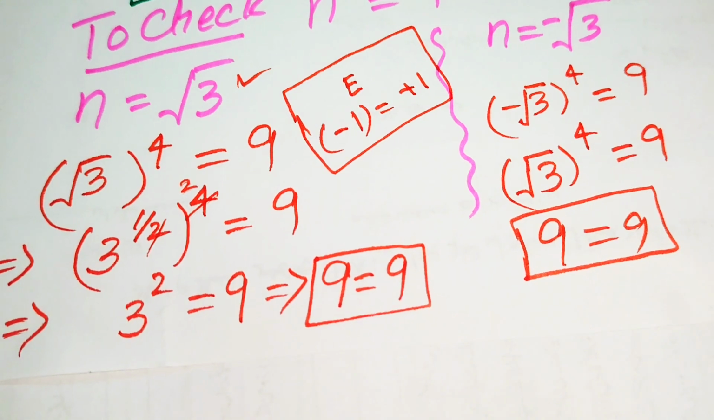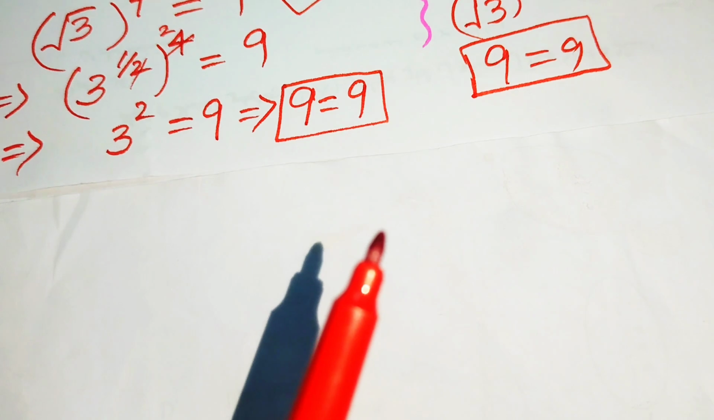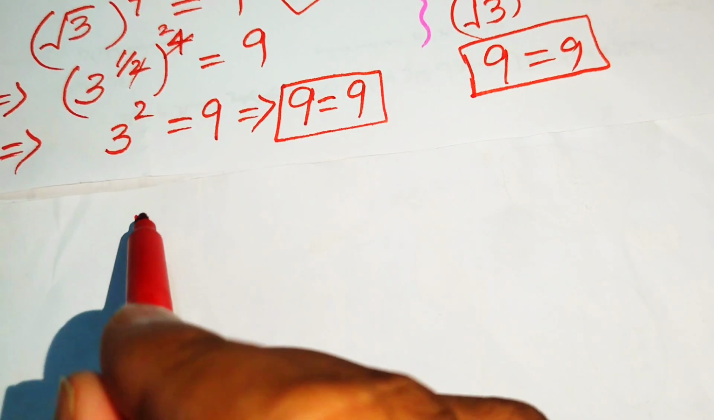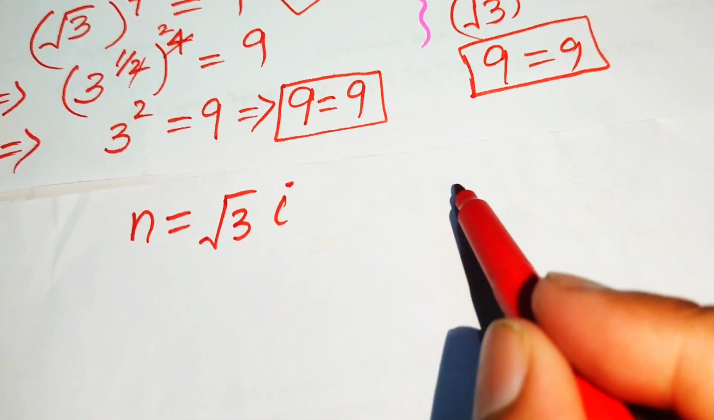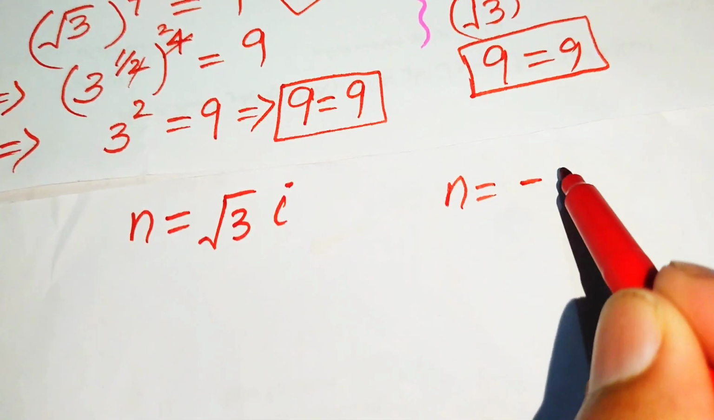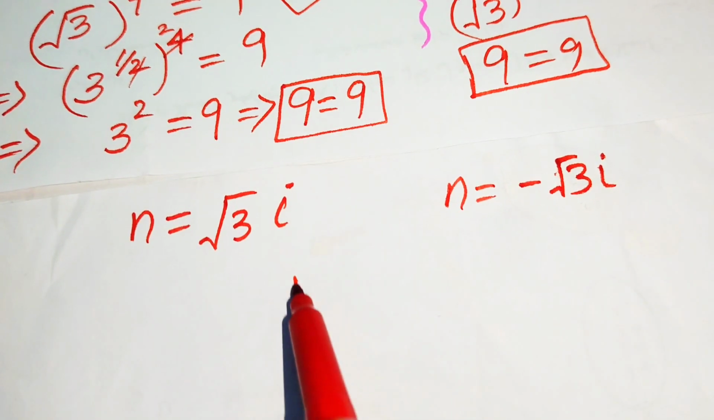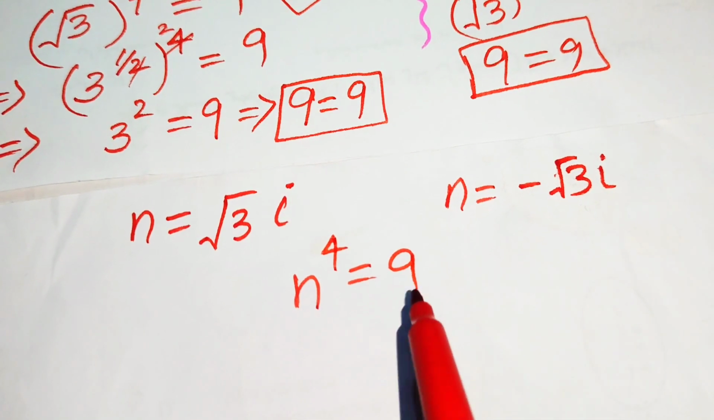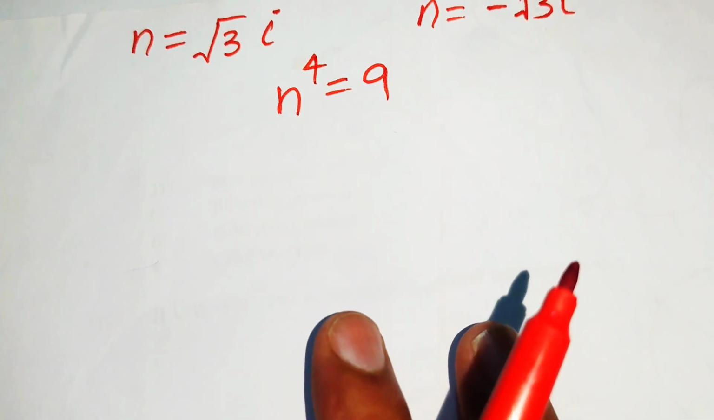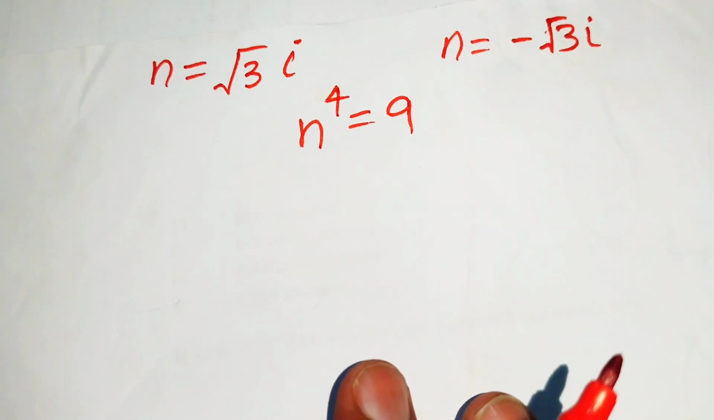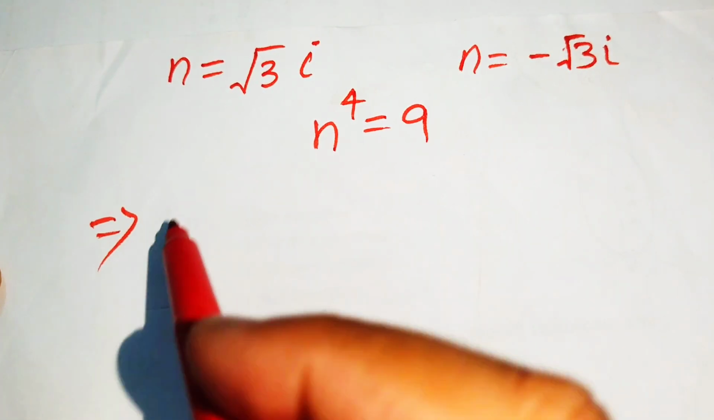And now we check our complex roots. In order to check the complex roots, first we write both complex roots. Here the first root is n equals plus square root of 3 iota, and the second root is n equals minus square root of 3 iota. And our question statement is n to the power of 4 equals 9. So now we check these two roots. First we substitute this value in this equation and check its behavior.